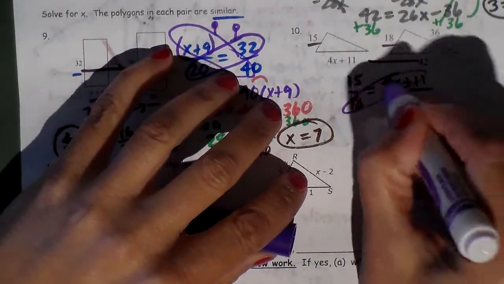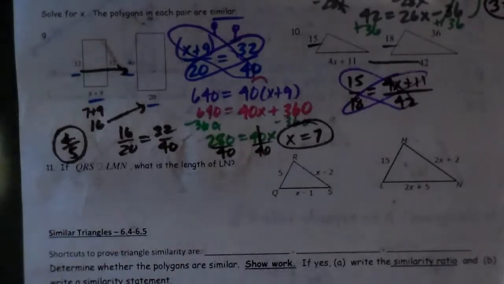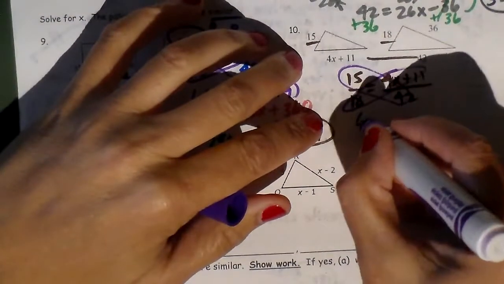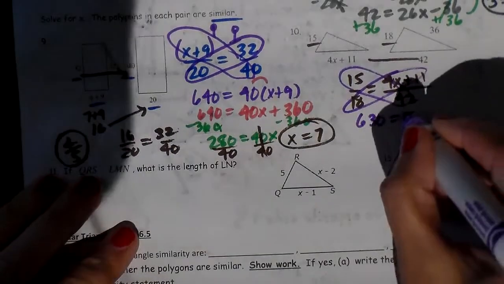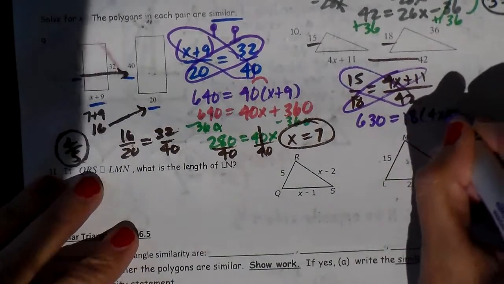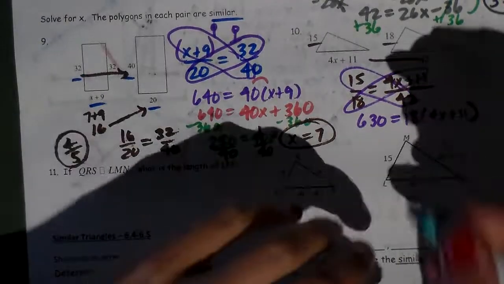So I'm going to cross multiply these guys. So I've got 15 times 42, which is 630. And then I've got 18 times 4x plus 11. So what I'm going to do now is I'm going to distribute.